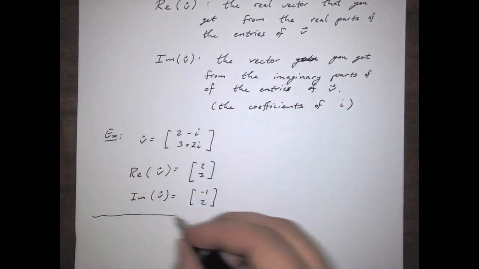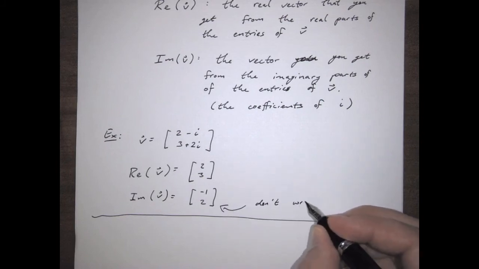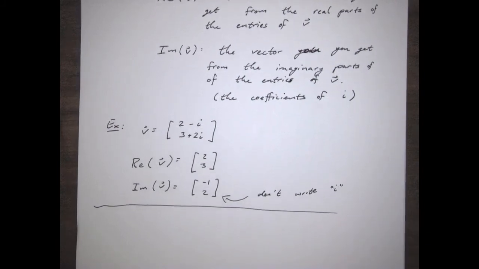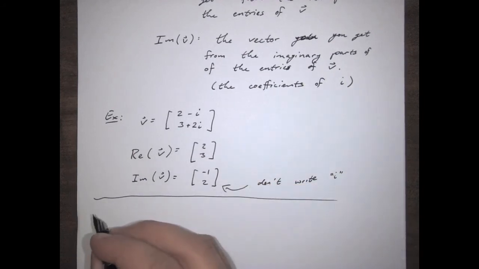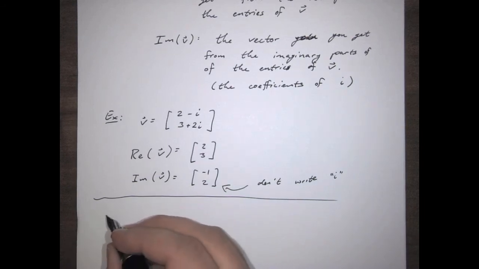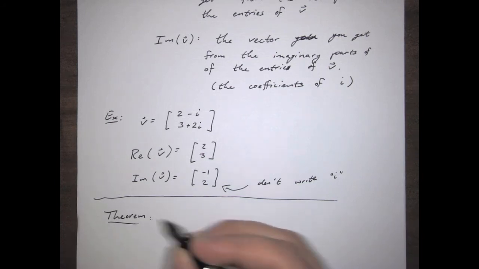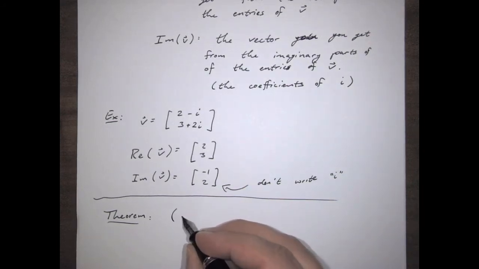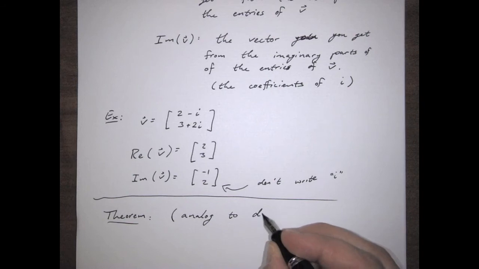So notice there are no i's written in this. So you don't write the i in the imaginary part. You're just making a regular looking vector. Okay, now this we introduced as a tool for the following, which is this is a theorem, and this is the complex eigenvalue equivalent of diagonalization. So this is the analog to diagonalization.